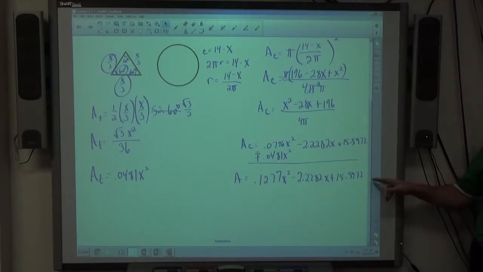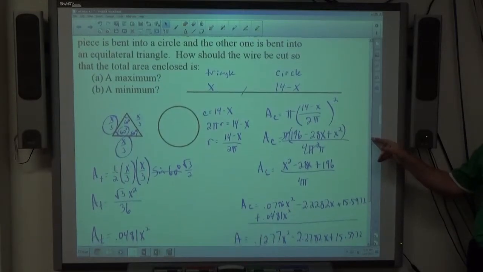As with all these problems we've done to this point, that is our goal. Our first goal is to get what we're trying to optimize down to a single function. Now if you look at this, it has a part A and a part B. They want the maximum area and the minimum area.